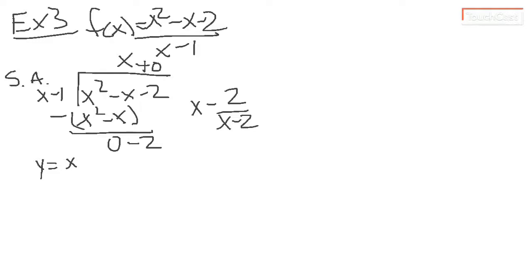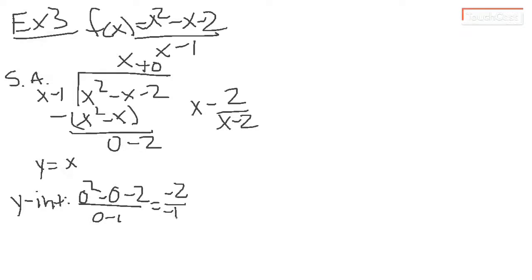Now, let's go and find our y-intercept. I'm going to just use this entire page to gather all of our important things, and then we'll do a graph on a new page. So for our y-intercept, we're going to put 0 in for x and solve it. So we're going to have 0 squared minus 0 minus 2 over 0 minus 1, which is going to just give us negative 2 over negative 1, which just equals 2. So our y-intercept is at the point 0, 2.